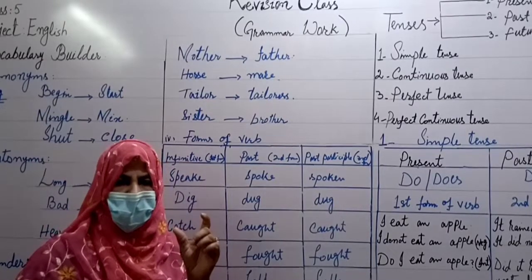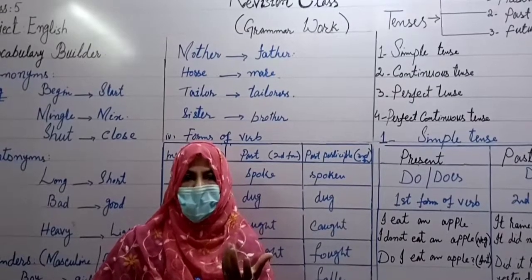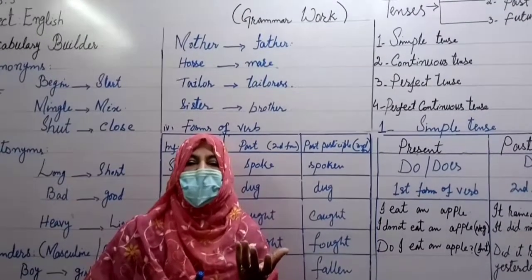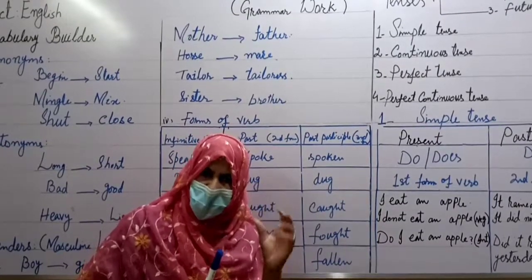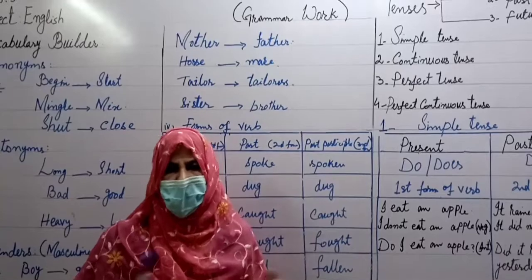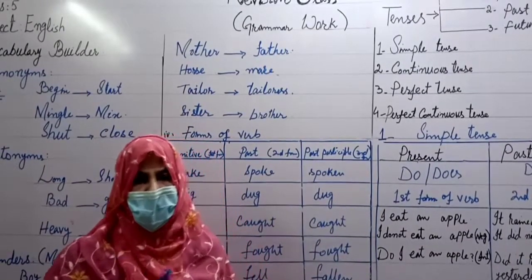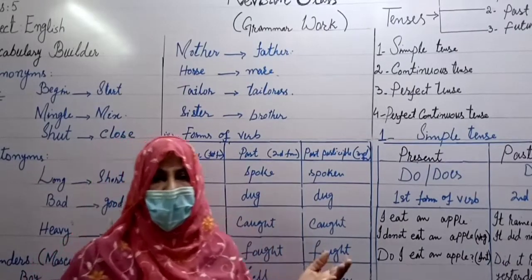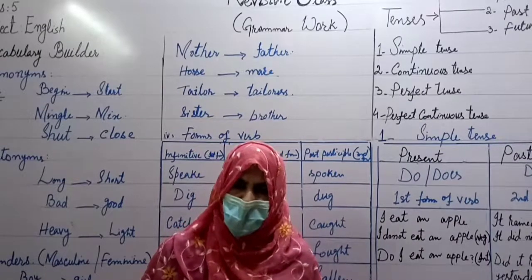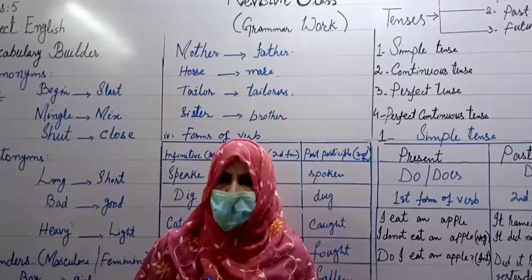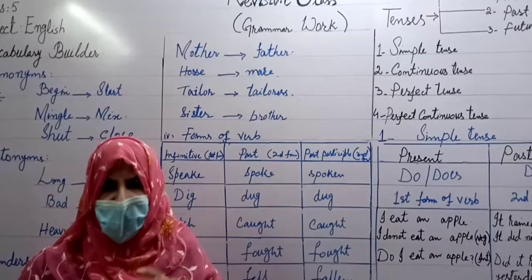First of all, I would like to define again in review class what is verb. Verb is an action word. It means the word which shows action is called a verb. Like laugh, smile, teach, walk, run, read, write, and so on. These are verbs, okay? Because these words show some action.